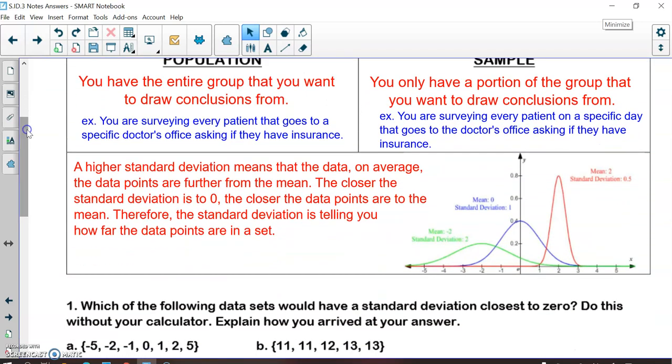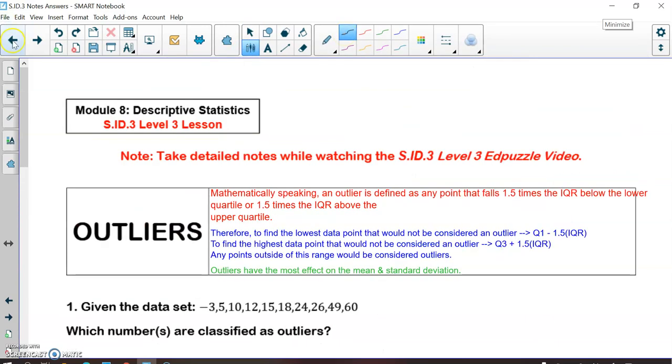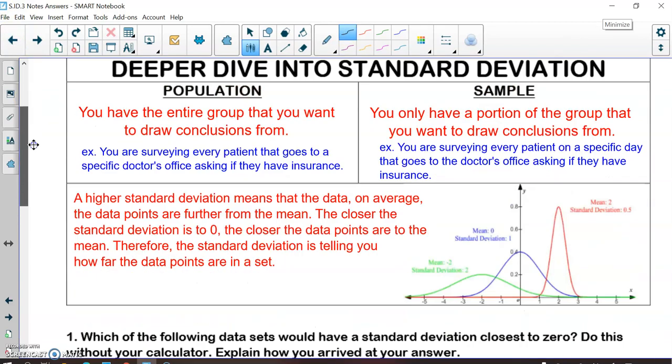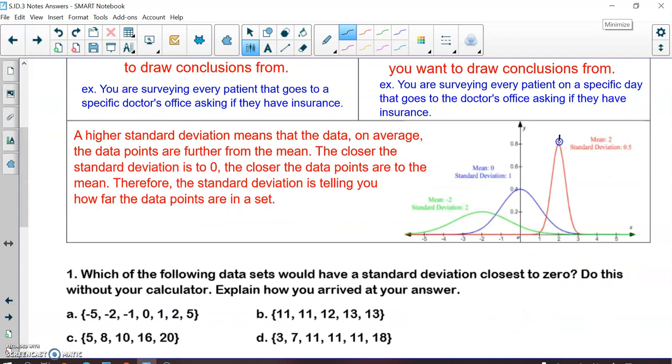Now, if you have a higher standard deviation, this means that on average, the data points are further from the mean. So for example, maybe we have this red distribution here, and the mean, remember, is where the line of symmetry is drawn. If my line of symmetry is right here, these data values are going to be closer to that line of symmetry because the bell distribution is a lot skinnier. So my standard deviation for this one is 0.5.